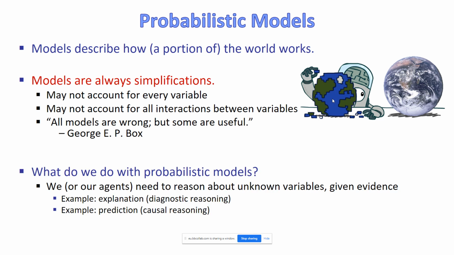Now, specifically for probabilistic models, what do we do with them? What are the applications of them? These are just two examples here, and we talked about one already last time, which is diagnostic reasoning. Given some symptoms, I want to know what are the probable causes. We call this diagnostic reasoning or explanation. I want to explain what I'm seeing, why I got that. Okay, so that's explanation or diagnostic reasoning.